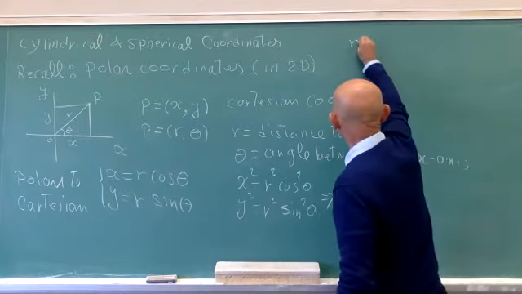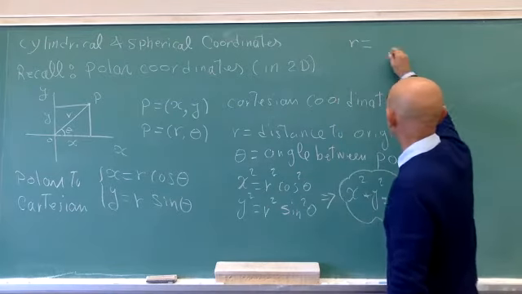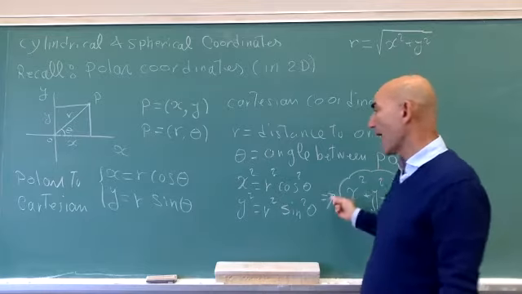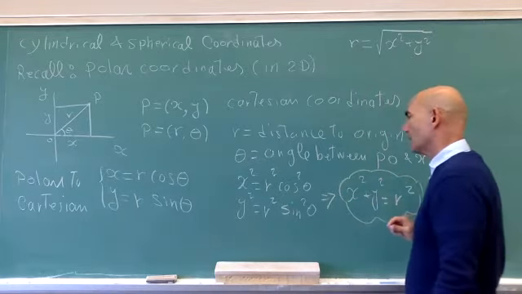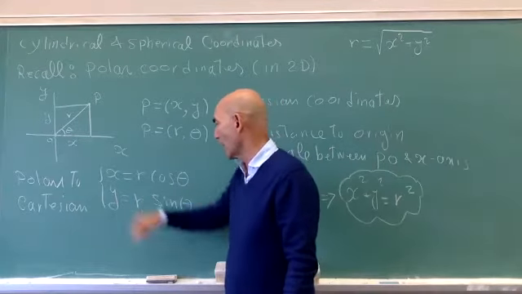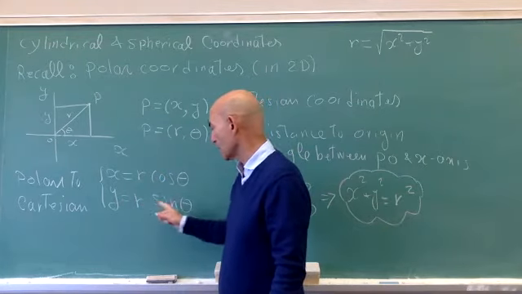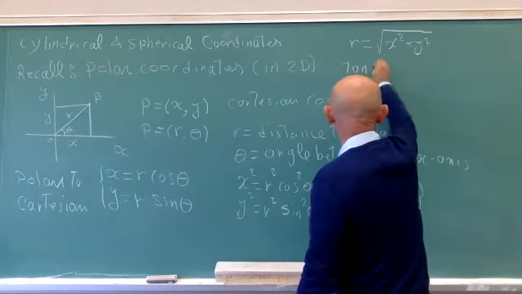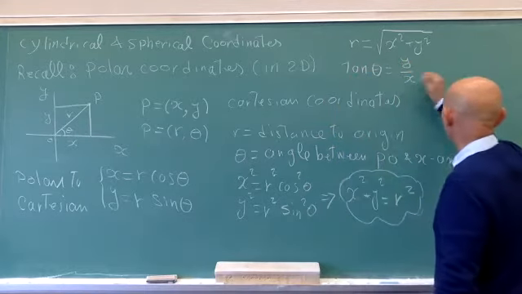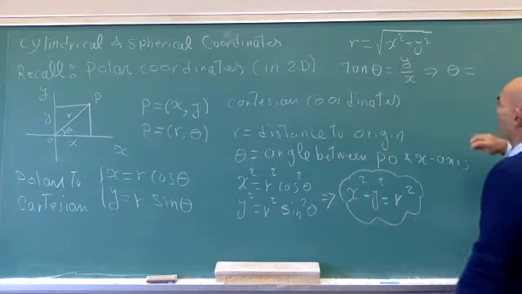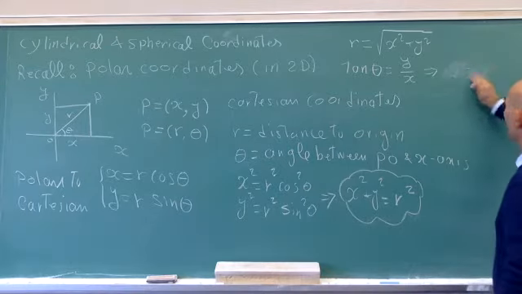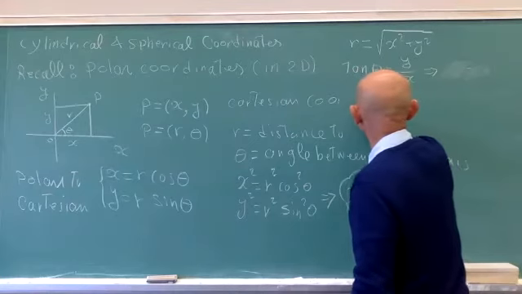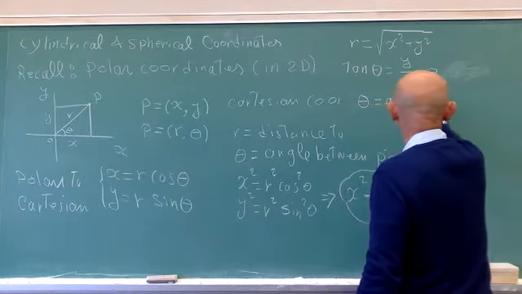You can just take the square root: r is equal to the square root of x squared plus y squared. Now, to find the angle, because r is not enough, we can divide these two, y over x. The r's cancel, and you get tangent of theta equal to y over x. So of course, theta is equal to arctan of y over x.